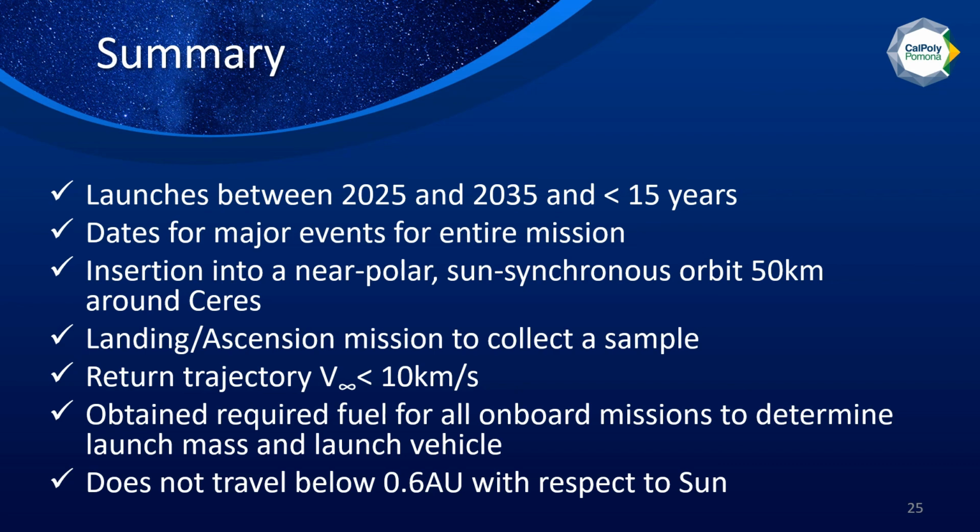The launch is in 2031 and has a duration of 3 years. The dates for major events were given. The insertion was indeed a polar sun-synchronous orbit of 50 kilometers. We had a lander reach the equator, collect samples, and come back up to our orbiter. We obtained the total fuel and dry weight so that a Falcon Heavy could be selected for our launch vehicle. And finally, our spacecraft never comes within 0.6 AU of the Sun, so we have successfully created our mission to meet the system requirements. The following slides contain our appendices and list references.